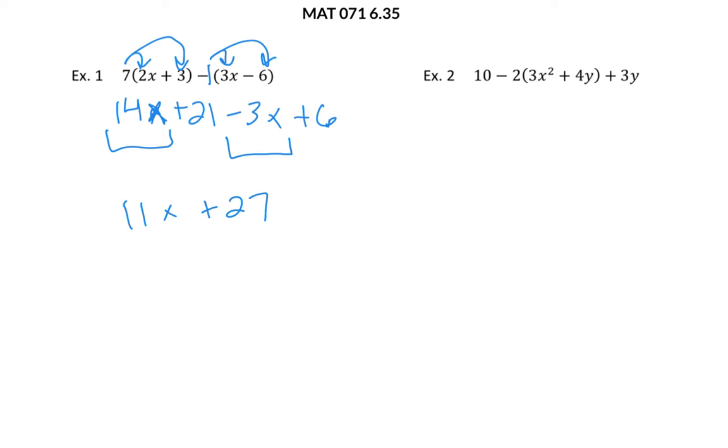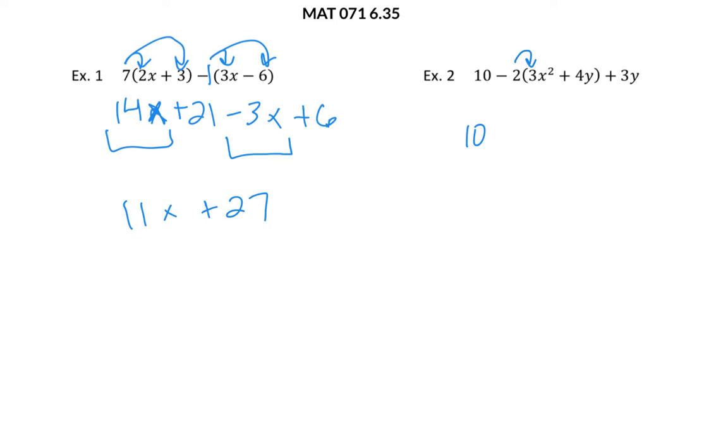If you have something outside the parentheses, we're not going to do anything to change it yet. We're just going to bring down that part. So like this, in example 2, we have this 10 out front. We're just going to bring that 10 down. We're not going to do anything with it yet. We need to distribute first.